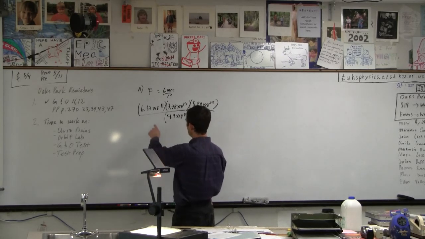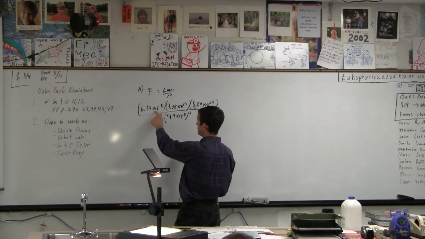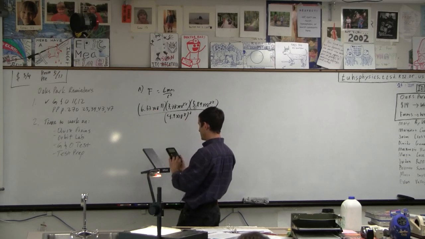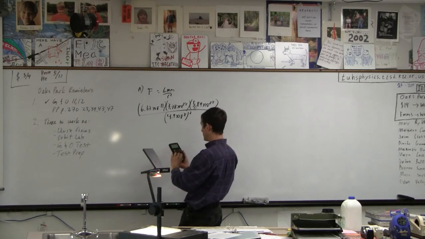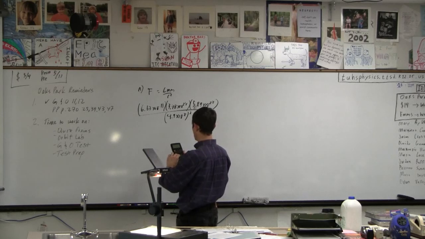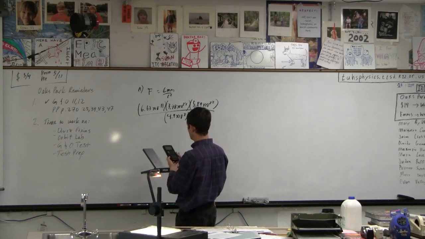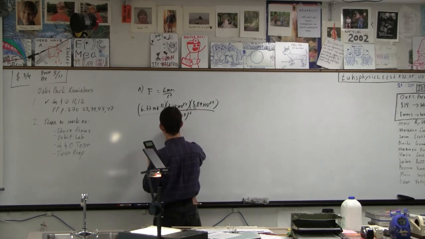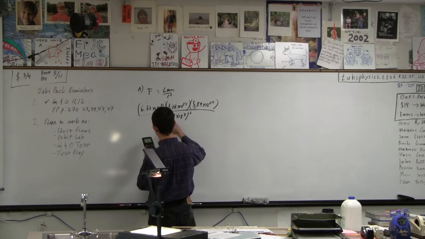And of course, I'm typing these in with the E things. I'm going to go 6.67 E minus 11 times 3.78 E 25 times 5.89 E 22 divided by, squared. And this is 6.185.